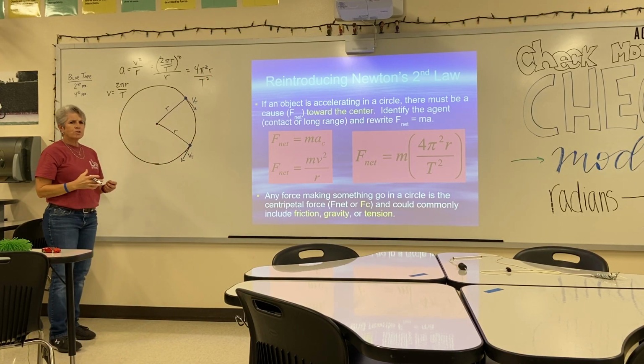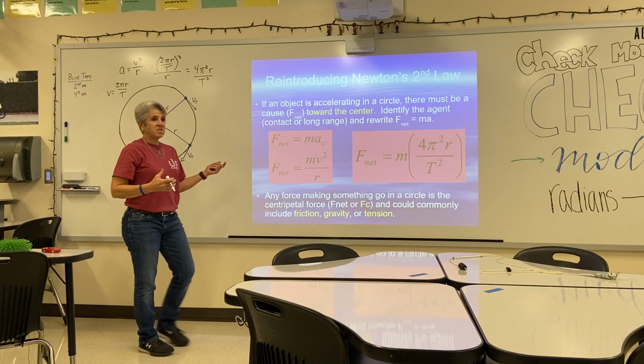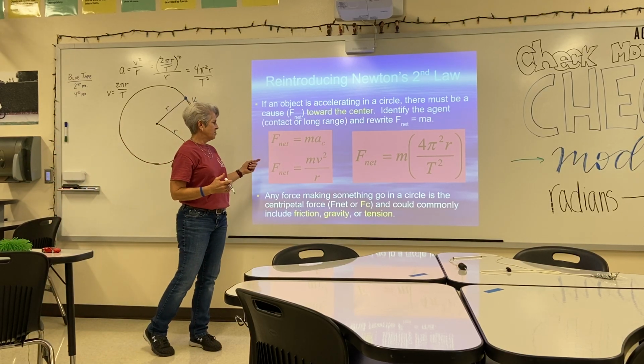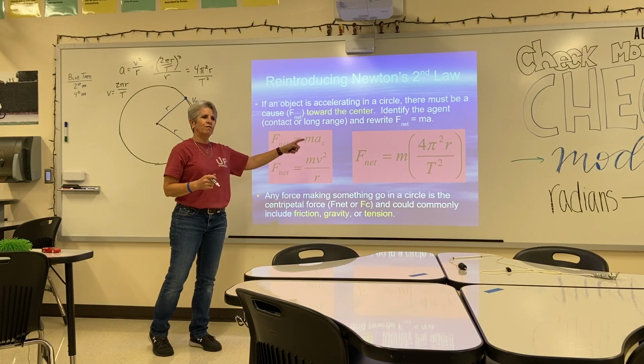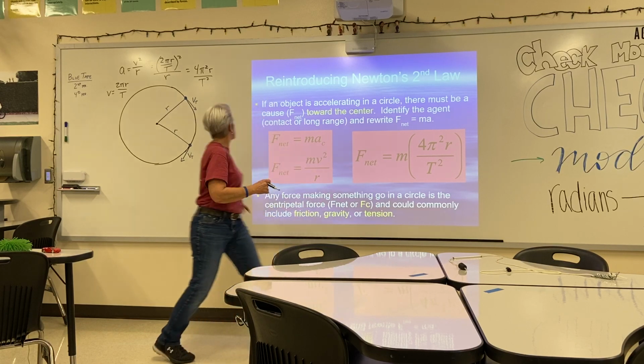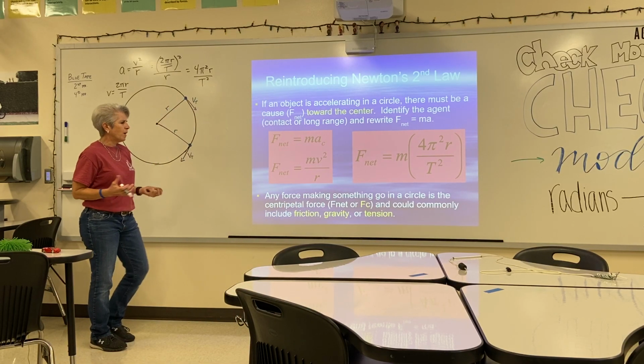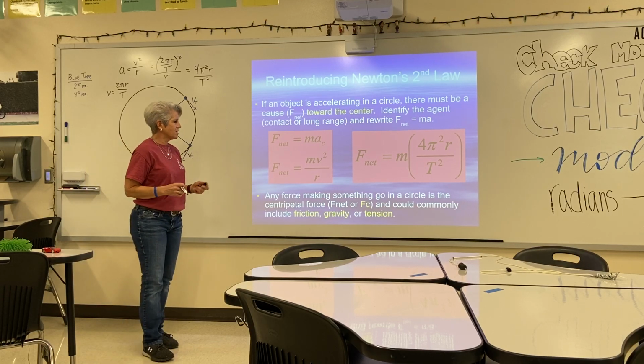So this gives us 3 different ways to express the net force: m times a_c, which is m times v squared over r, or m times 4 pi squared r over T squared. Well, why would I want to use different equations to give me the same stuff?